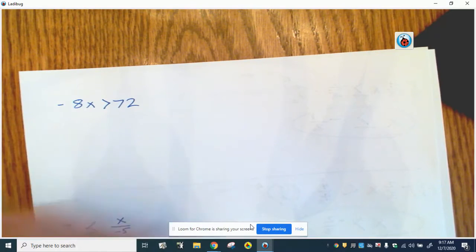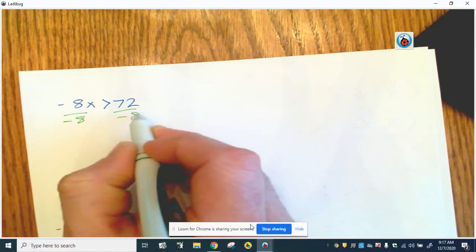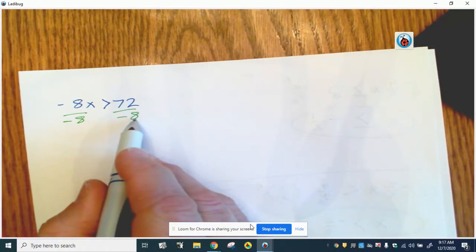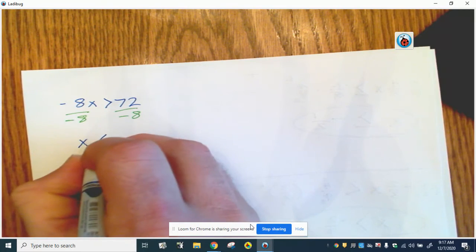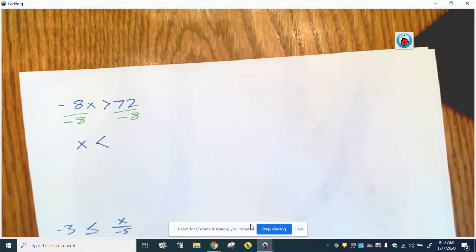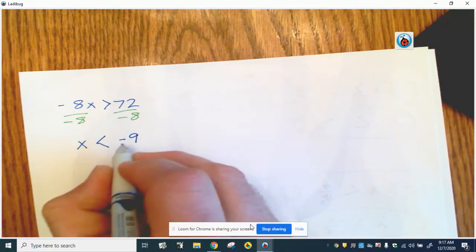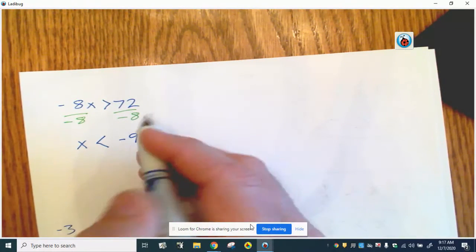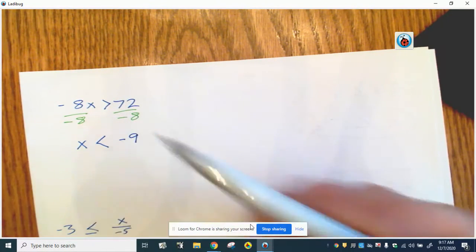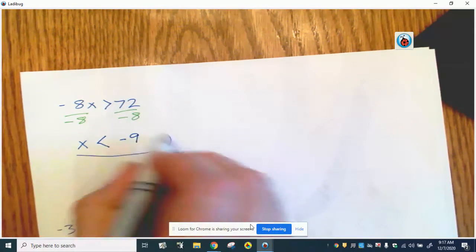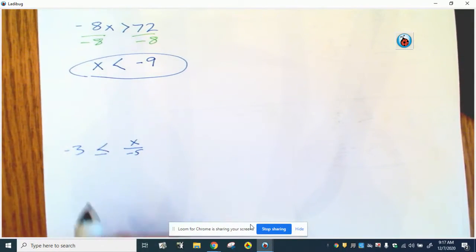This one here. Well, I want to get the x by itself, so I'm going to divide by -8. The number that I'm dividing by is -8. That happens to be a negative number, so that means the sign has to flip. 72 divided by 8, -9. We don't care whether this is positive or negative. We don't care if the 72 is positive or negative. It's all about the number that we're multiplying or dividing by. Okay? Let's try one with the x's on the right side over here.